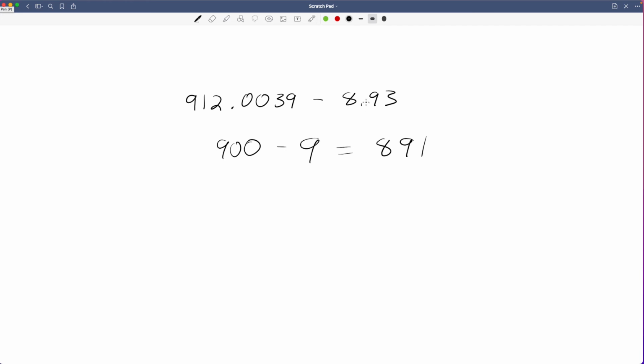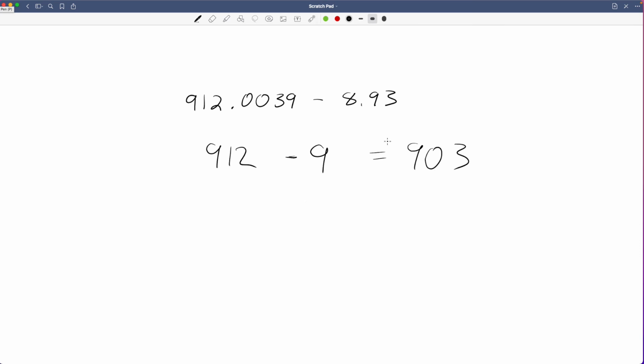What we want to do instead when we round or estimate is try to round both to the same decimal point or the same place. So we want to say this is about 912 and this is about 9. That answer would be 903. So that's just an example of knowing where to round to so that the decimal point is in the right spot and the answer is closer to what we can expect from the actual calculation.